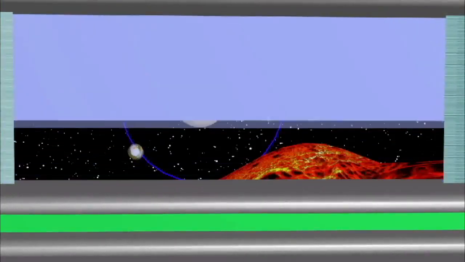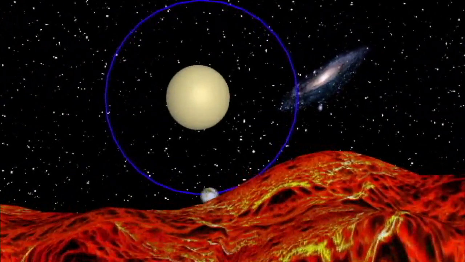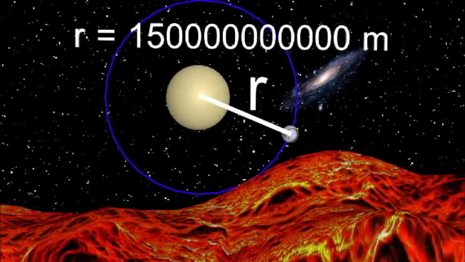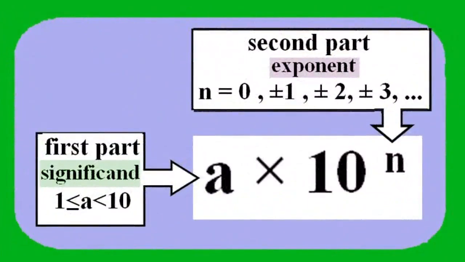As an example of large numbers, consider the distance from the Earth to the Sun. This distance is equal to 15 trillion meters. It is not easy to write and read this number, but scientific notation makes our work easier. Scientific notation consists of two parts. The first part is a number between 1 and 10. The second part is a power of 10.